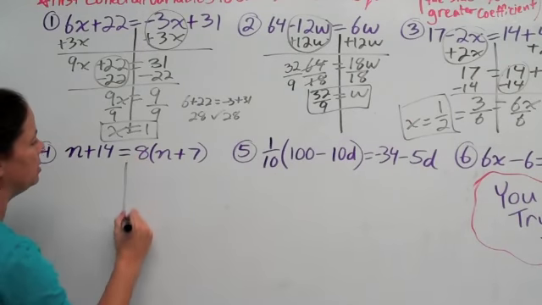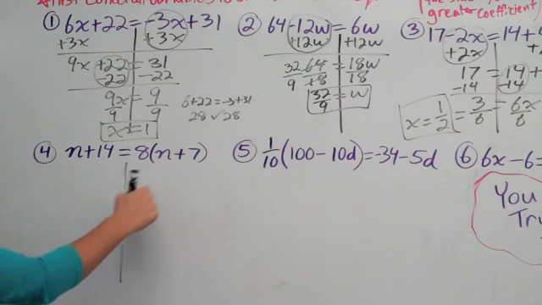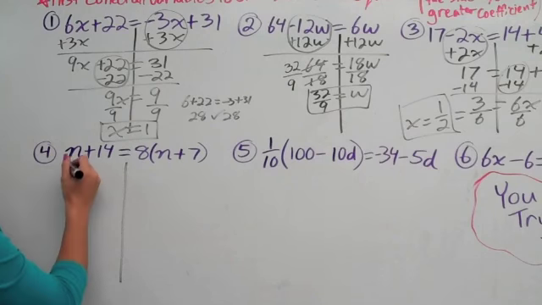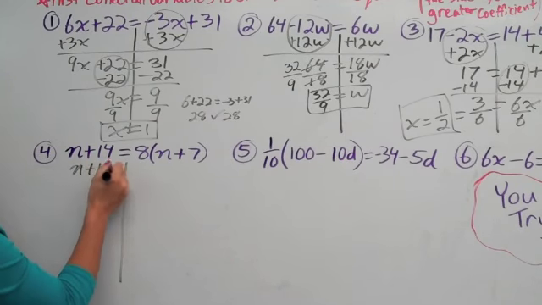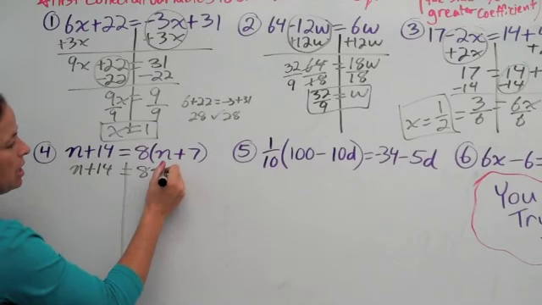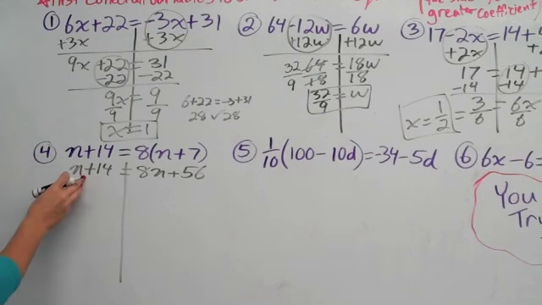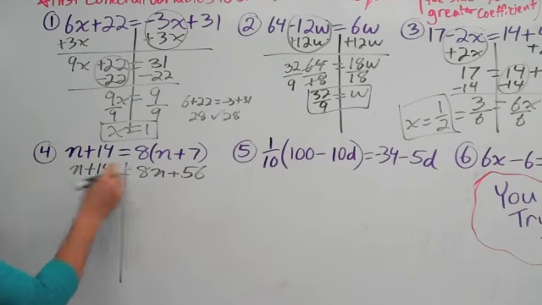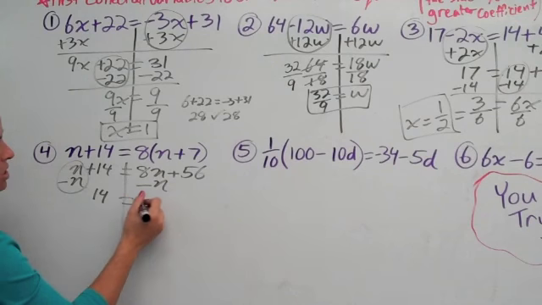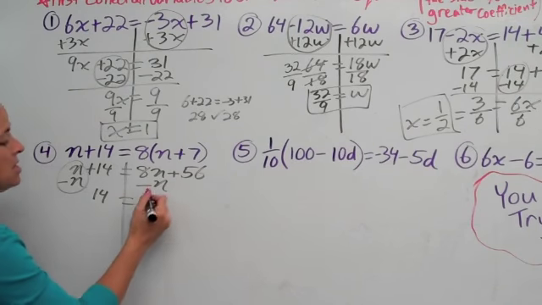Great. Number 4. Build my fence. Uh-oh, my variable's stuck in there a little bit. So what do I want to do first? Distribute! So I have n plus 14 equals 8n plus 56. Do I have more n's here or more n's here? I have 8 here, so I want to get rid of this n. Subtract the n, subtract the n. That makes 0. I'm left with 14 equals, what's 8n minus an n?